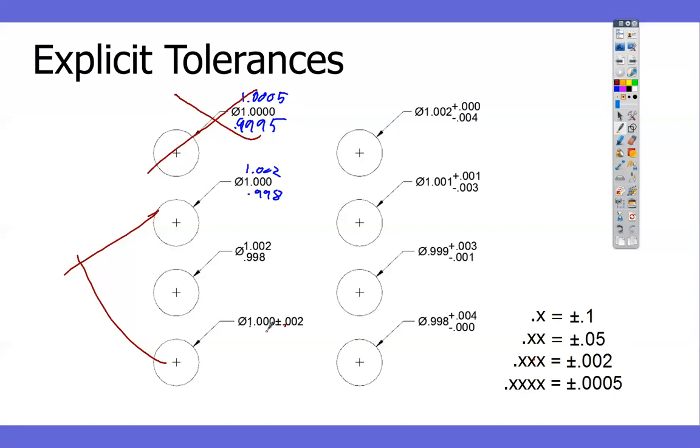All 6 of these, I can make the hole 0.998 and it passes. I make it 0.997, it fails. I make it 1.002, it passes. 1.003, it fails. On all of these, the same hole, the same size will pass and fail. So in how it's used and interpreted by the inspector, it's exactly the same. But why do you think I have 6 different ways to show it?